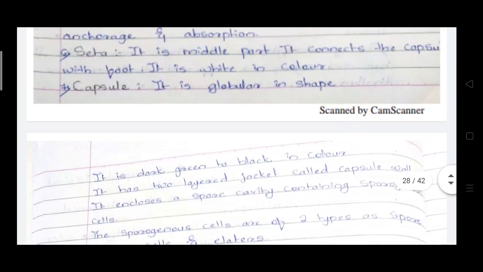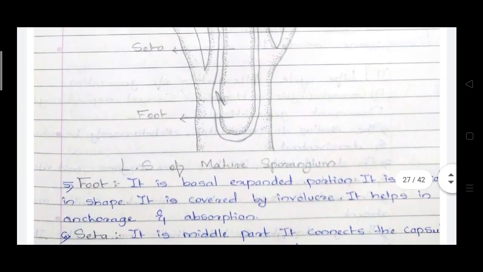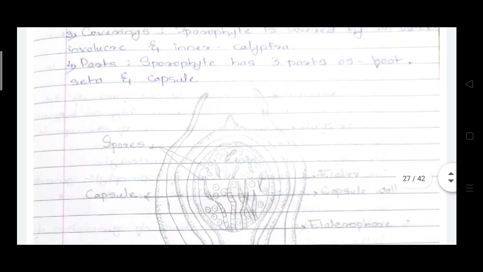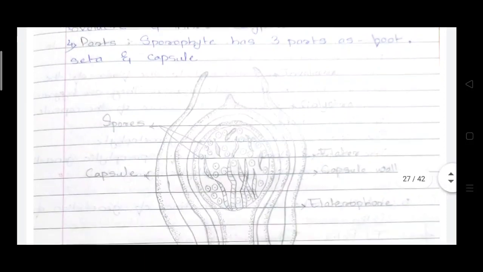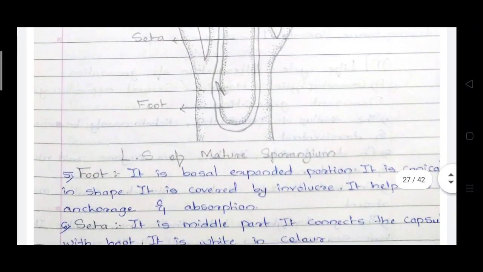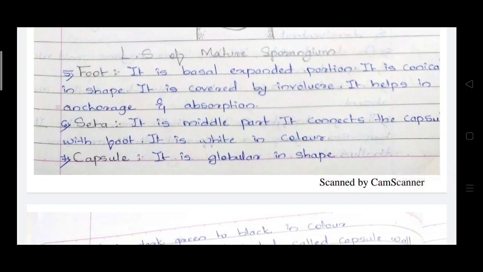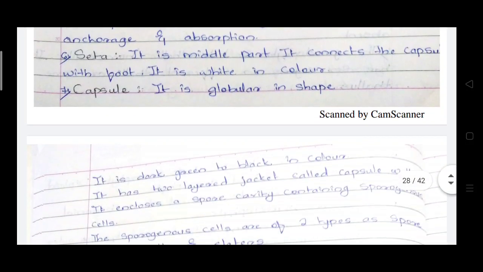So the sporophytic body is mainly divided into three parts: foot, seta and capsule. The foot is the basal expansion part, covered by the involucre, and it helps in anchoring and absorption. Then the seta is the middle part, which is white in color, and it connects the foot and capsule. The capsule is globular in shape. It is dark green to black in color. It has a two-layer jacket, which is called the capsule wall.